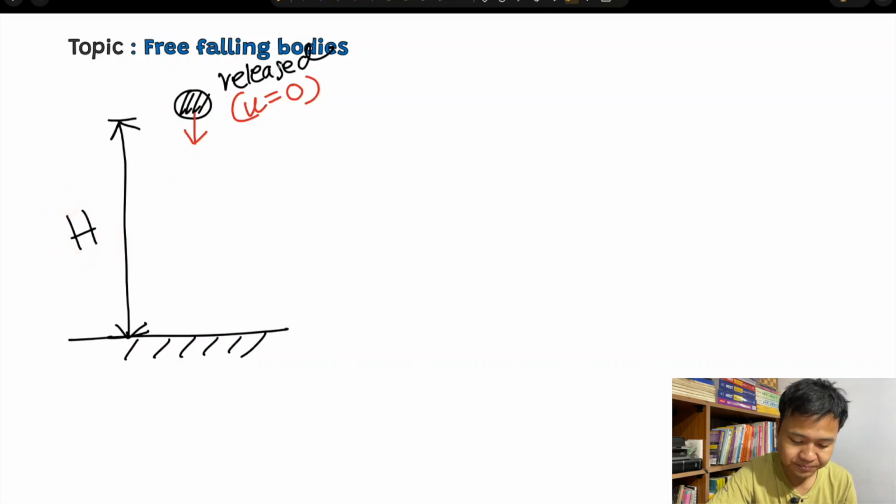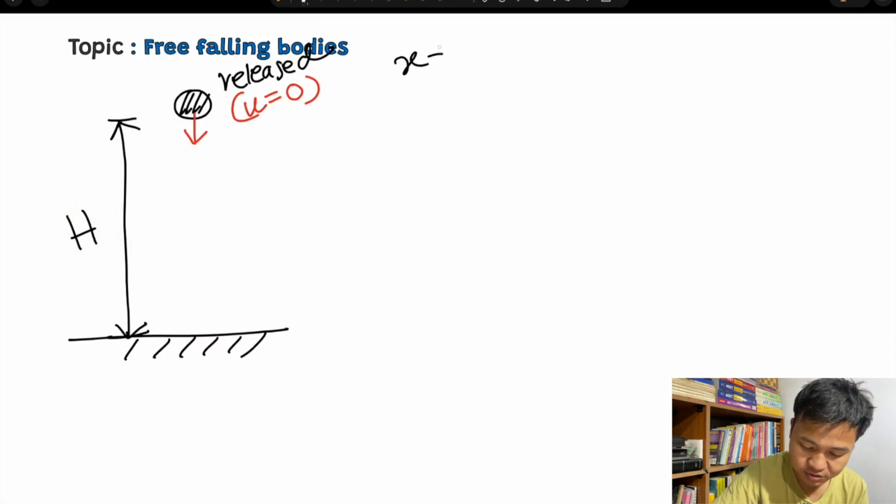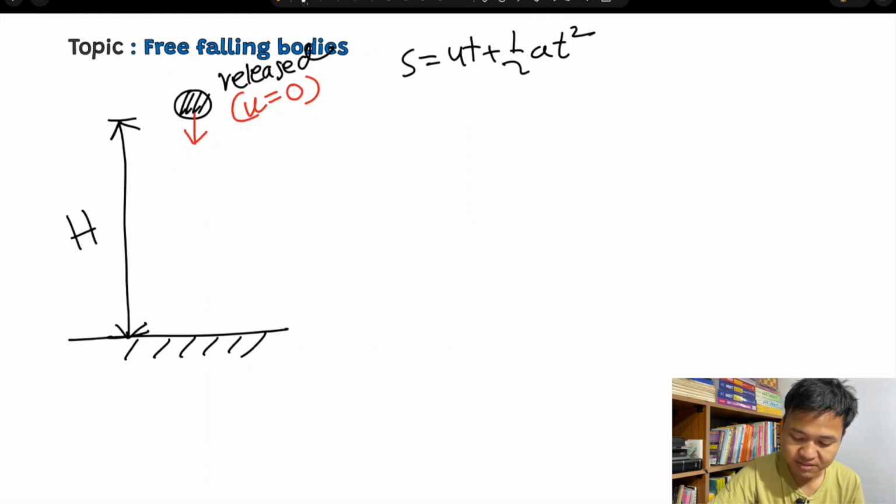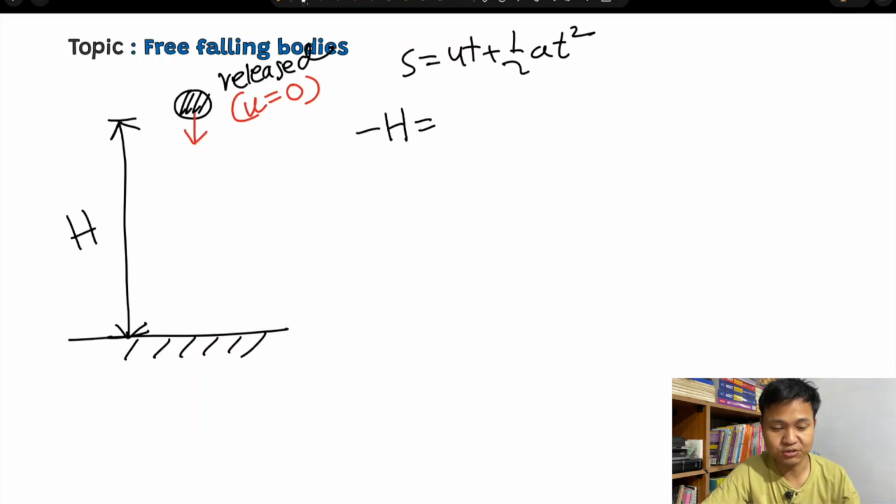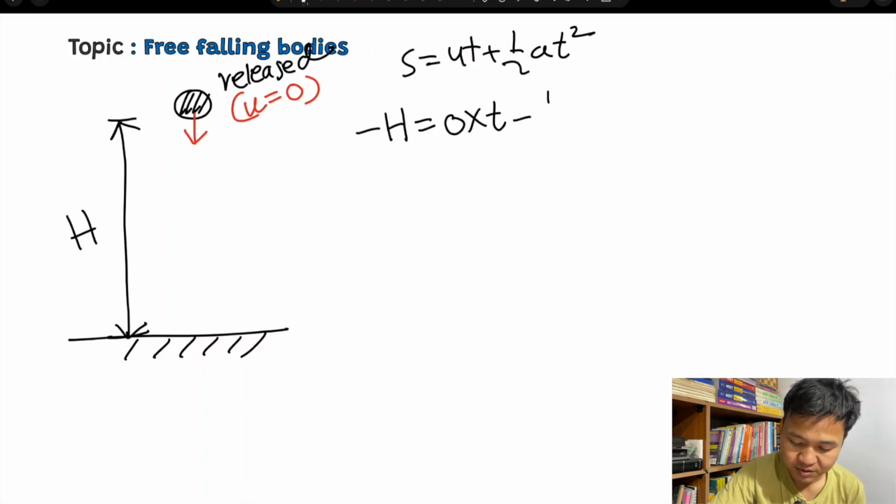So therefore h is also negative. So the formula s equals ut plus half at square. Here I will have minus h, because the measurement is downward. Initial velocity is 0 into t, so minus half z into t square.